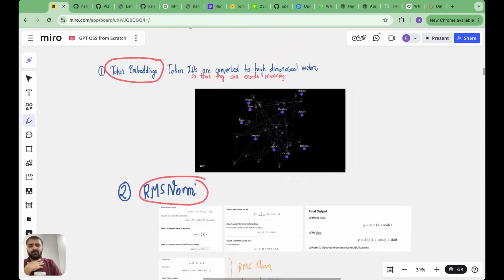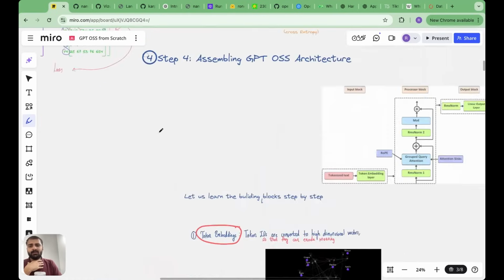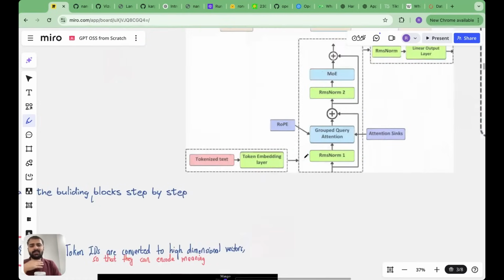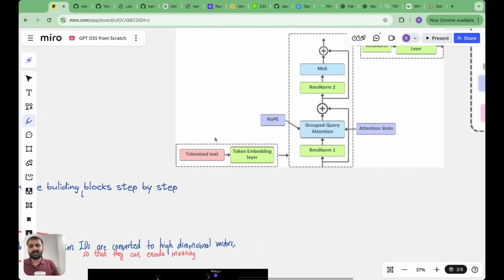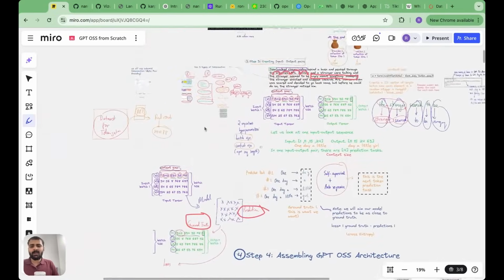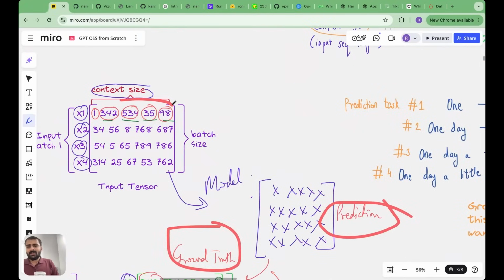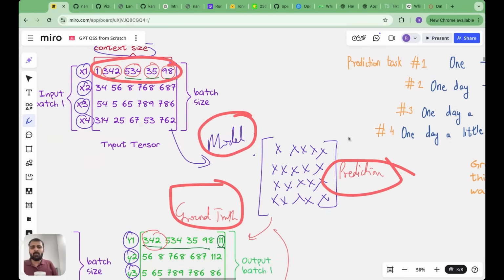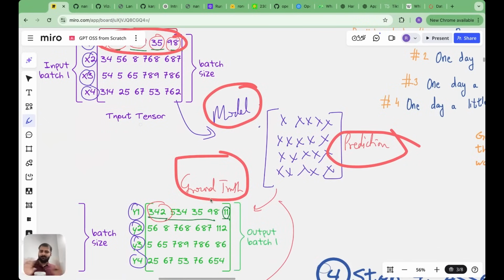Let's get started. So the first thing is token embeddings, right? Now what we are essentially doing is that we have tokenized the text. Imagine you have one input sequence which goes through the model and we want to do a prediction. That's what we are learning about right now: what exactly happens to this input sequence as it goes through the model, and how we are going to get the predictions which we will ultimately compare with the ground truth. That's exactly what we are trying to understand right now.